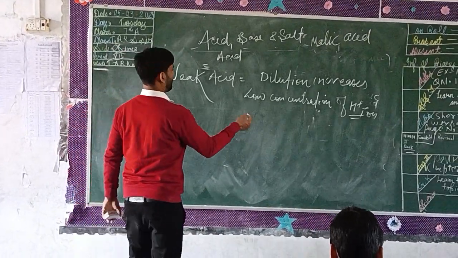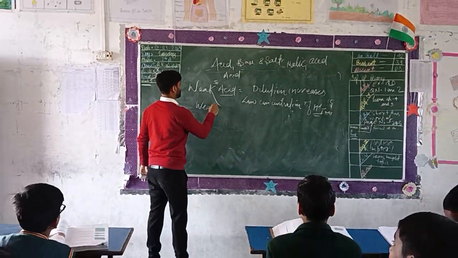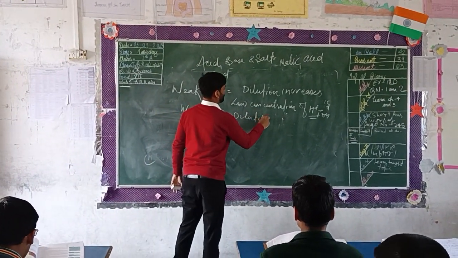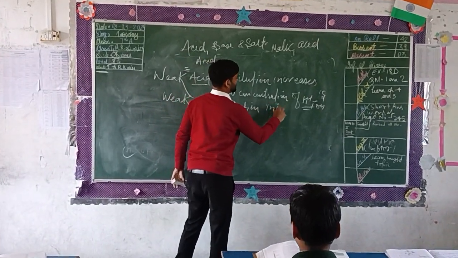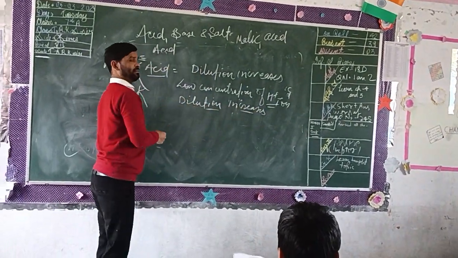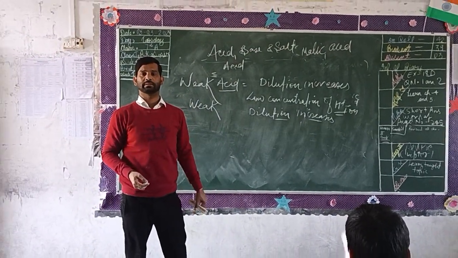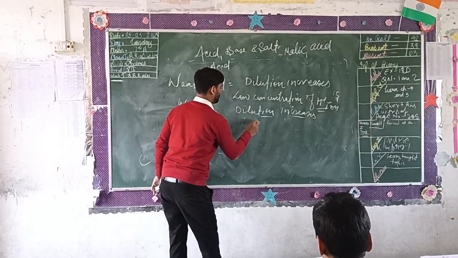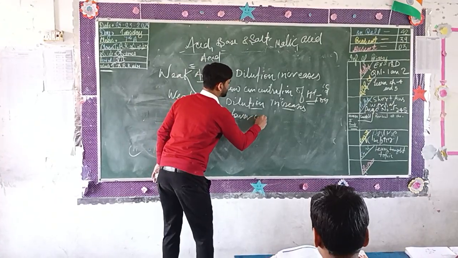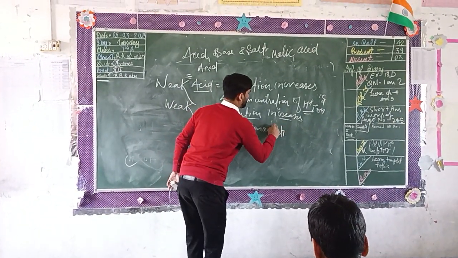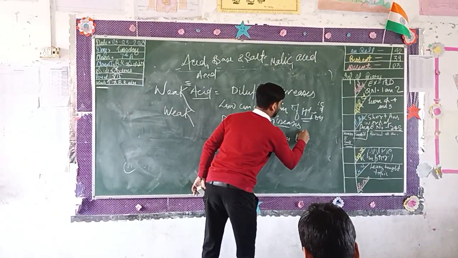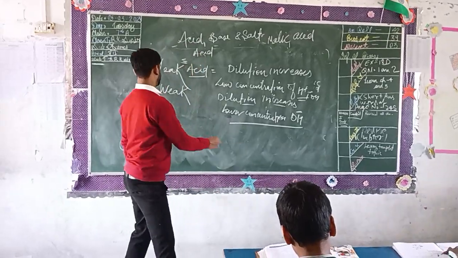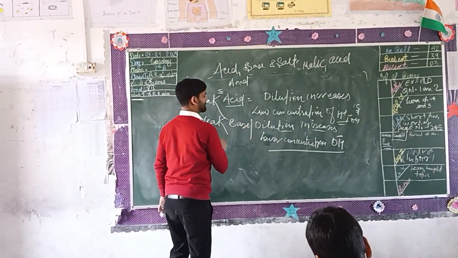What is a weak base? In a weak base, there is dilution of water. That is, dilution increases in such cases as well. The dilution increases, so the concentration of hydroxide ions is lower. If the concentration of hydroxide ions is lower, then it is a weak base.